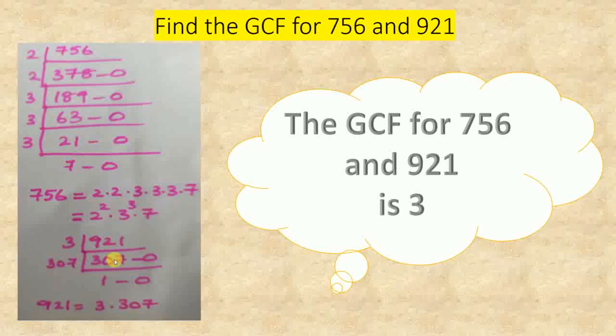Now in both the lists, which prime factors are common? 2 doesn't appear, 2 square also doesn't appear, 7 doesn't appear, whereas 3 appears in both the lists. Correct? Here it is 3 cube. 3 appears thrice. Here 3 appears once, only one time. So 3 is the common factor for these two numbers, and 3 is also the greatest common factor.